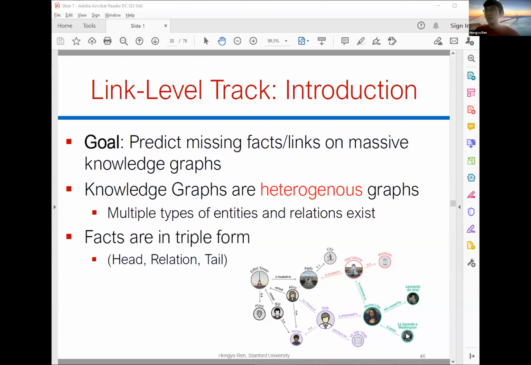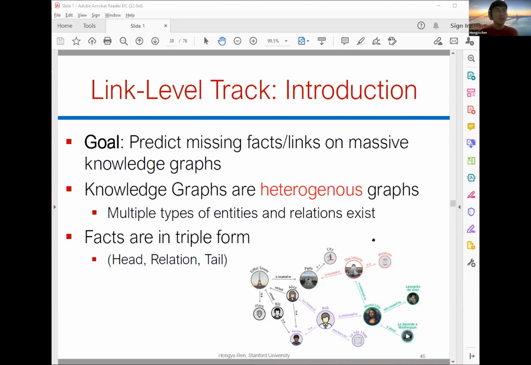Okay, so I will kick off the presentation and the discussion on the link level track of the large scale challenge. I'm Hong Yuren, and for the link level track, we will have a similar structure as the node level track. Basically, I will first do an overview and introduction of the task and the data set, and then we will have the 3 winners presenting their exciting solutions. And we will also have a Q&A session afterwards.